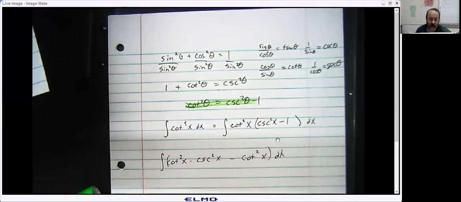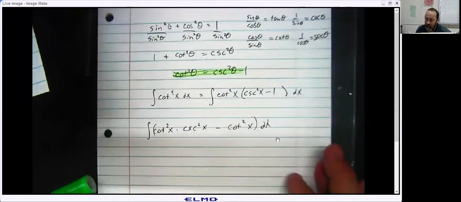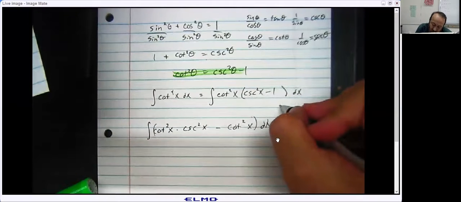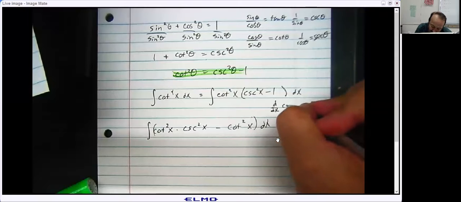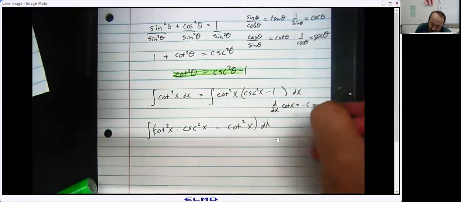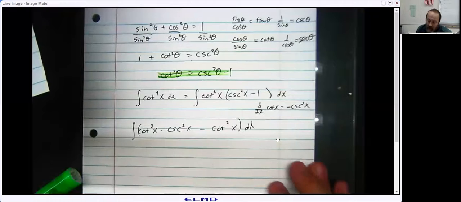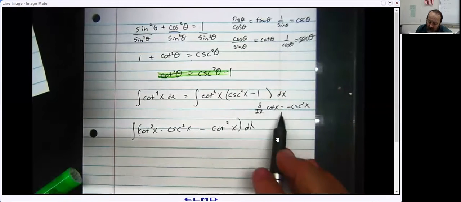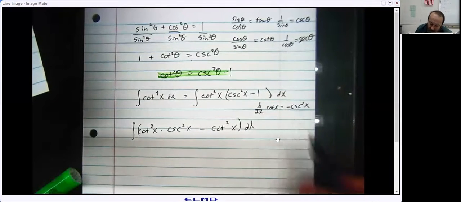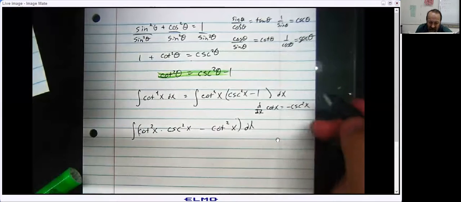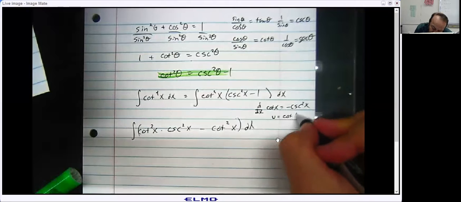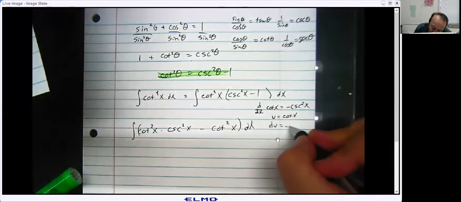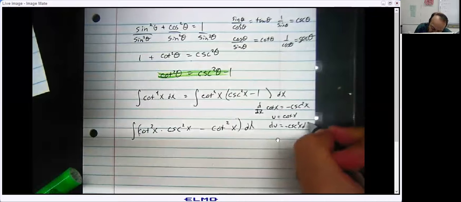Now, before I go too much further, I do want to remind you of something: with the basic stuff of derivatives, we should know that if you took the derivative of the cotangent of x, we should get the opposite cosecant squared of x. So if you wanted to write it this way, this is kind of a strange way, but if you said u was the cotangent of x, then du would be negative cosecant squared of x dx.